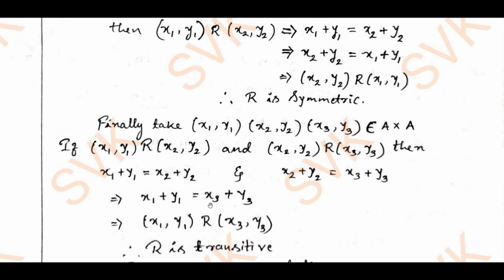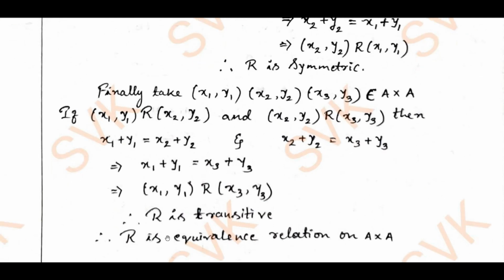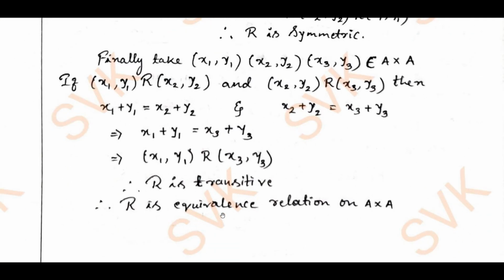I am getting the final solution. Therefore, using the definition of the given relation, I can say that (x1, y1) is related to (x3, y3). Therefore, R is transitive. Therefore, I can conclude that R is an equivalence relation on A cross A. Here, be careful. Giving the conclusion is very important. You are supposed to provide the solution properly and write the conclusion properly.